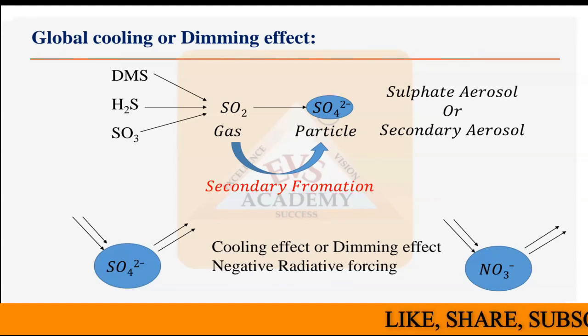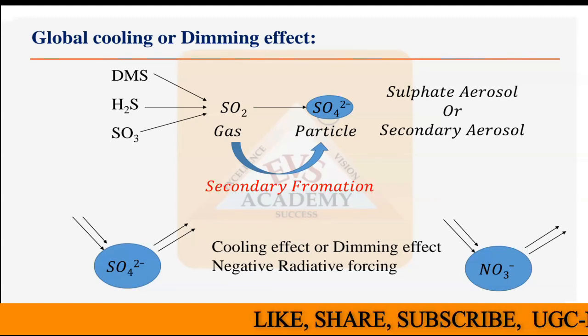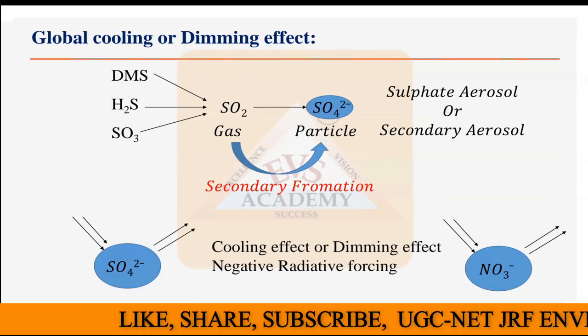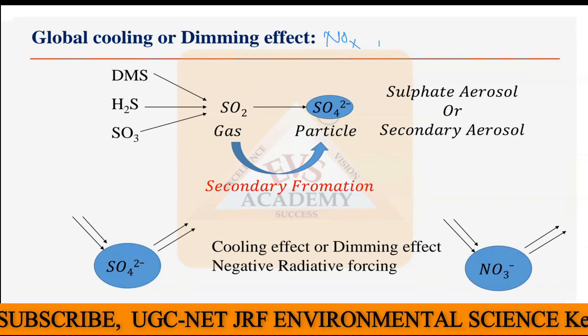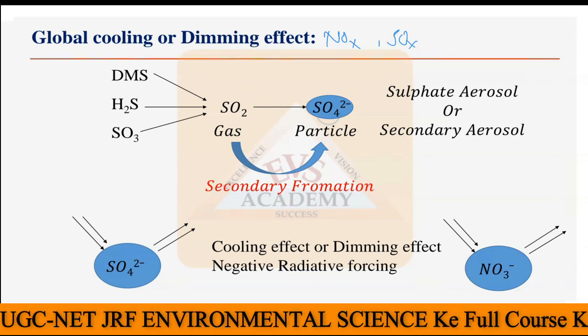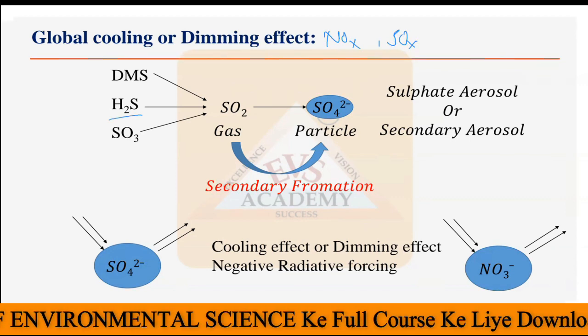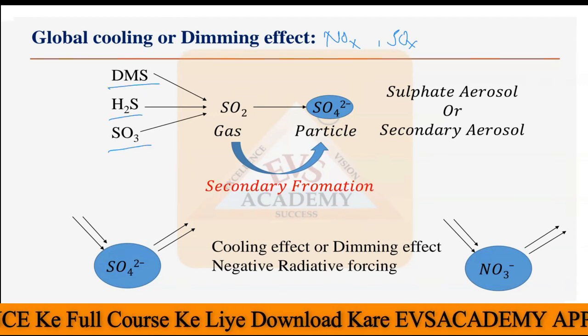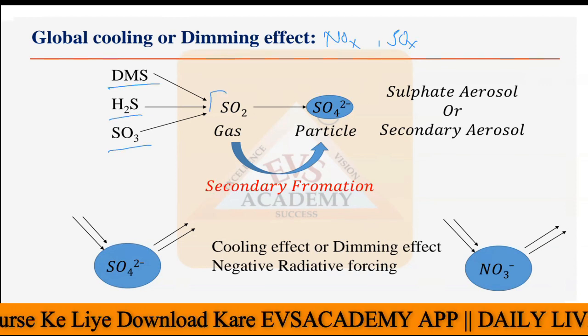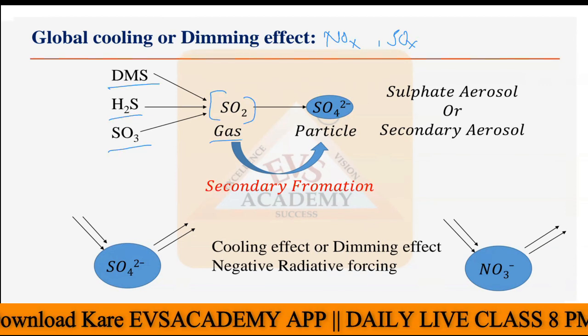Now discuss the global cooling or dimming effects. I have told you NOx and SOx both. Both types of pollutants cause global cooling. So what happens in the atmosphere? All the H2S gas present, SO3 gas present, or dimethyl sulfide which is present in the oceans, all is ultimately converted into sulfur dioxide gas in the atmosphere.